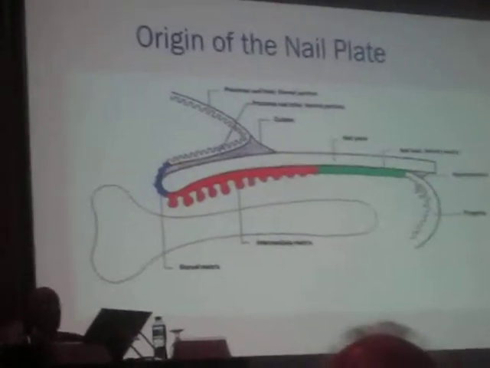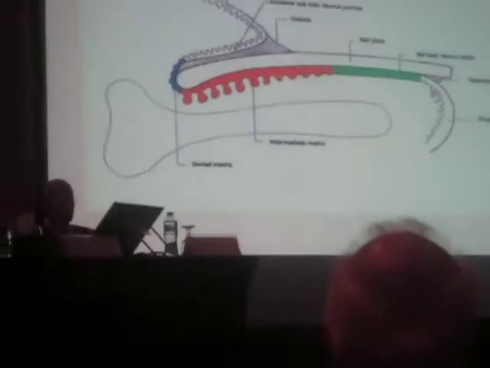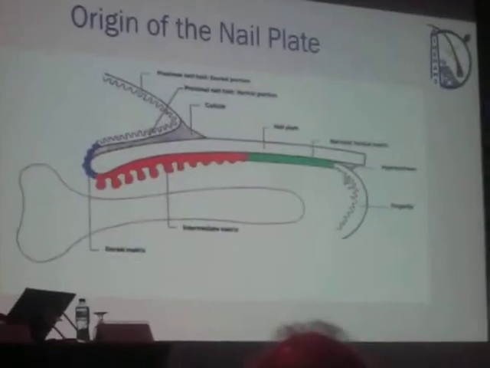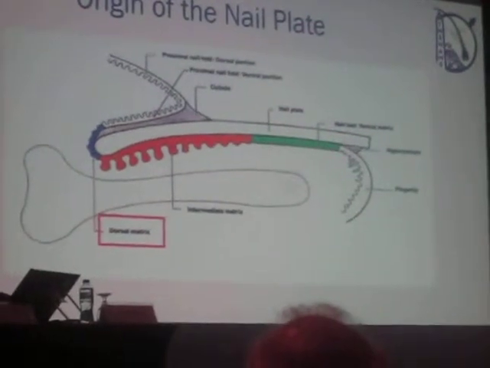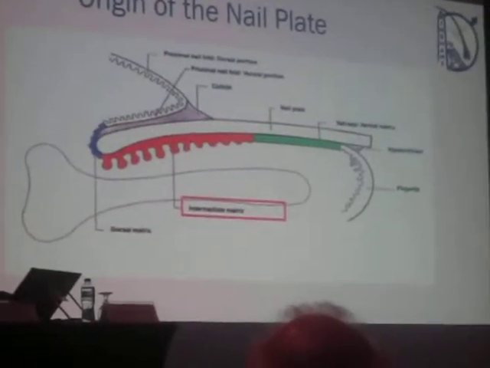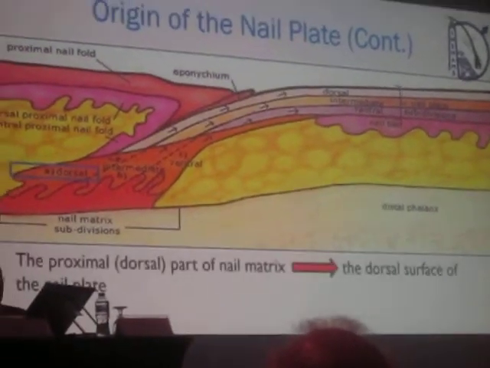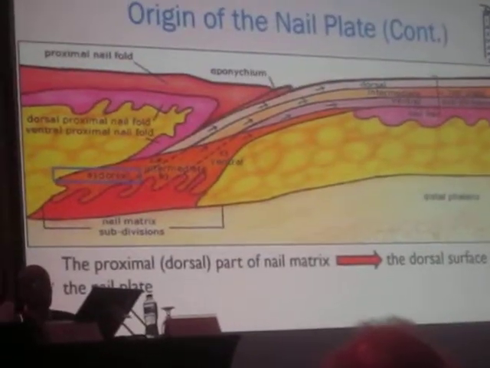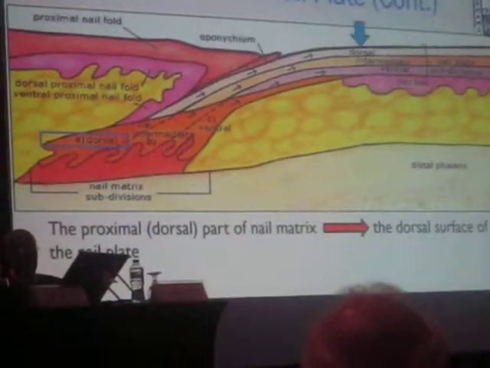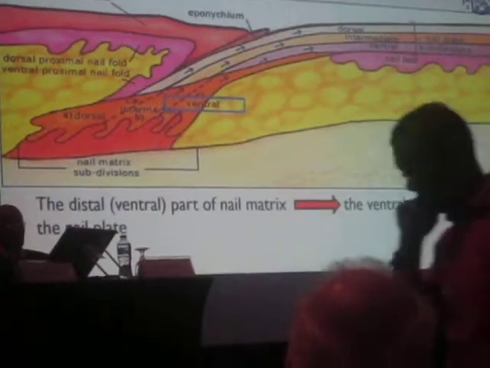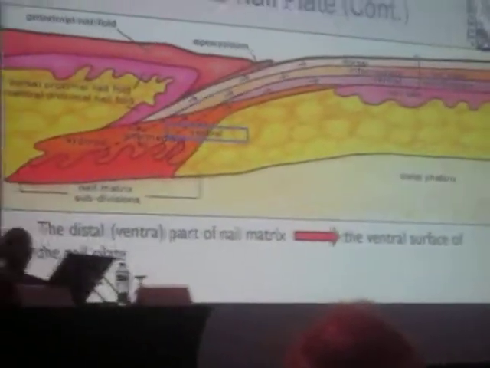The main function of the nail matrix is to form the nail plate, and in order to know the origin of the nail plate, we should know the parts of the nail matrix, which are the dorsal matrix, intermediate matrix, and ventral matrix. The dorsal or proximal part of the nail matrix gives the dorsal surface of the nail plate. However, the distal or ventral part of the nail matrix gives the ventral surface of the nail plate.